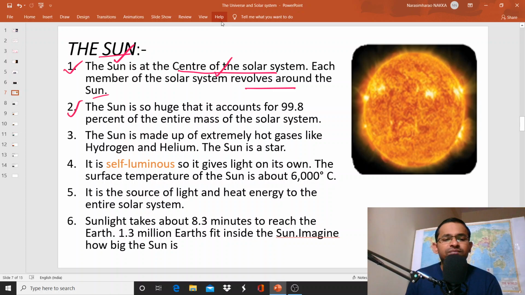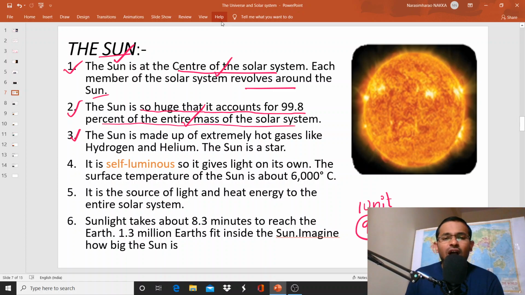And of course, the sun is so huge that it accounts for 99.8% of the entire mass of the solar system. That means if you take the mass of the solar system as one unit, 99.8% of the mass belongs to the sun. So just imagine how large the sun is in terms of matter.